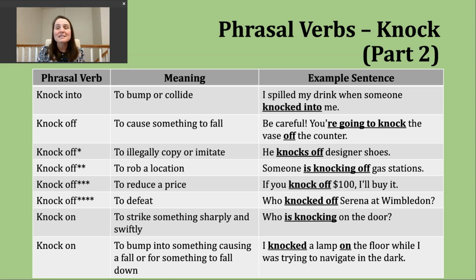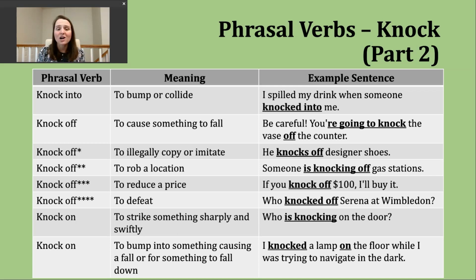The next phrasal verb we'll discuss is knock on. This can have a couple different meanings. One might be to strike something sharply or swiftly. An example of this: who is knocking on the door? Here I've got another question. This one is in the present progressive.